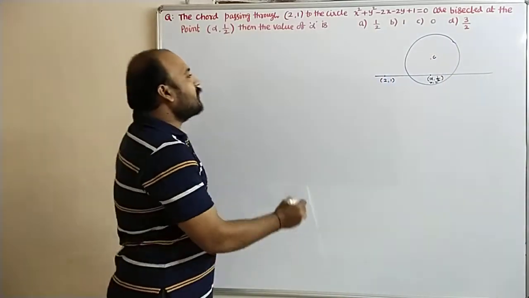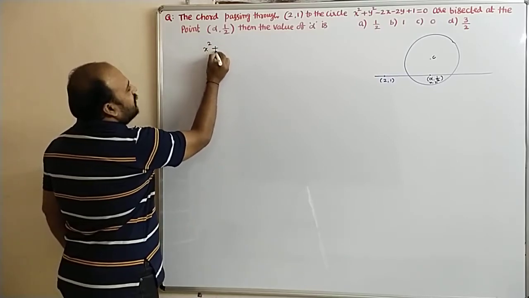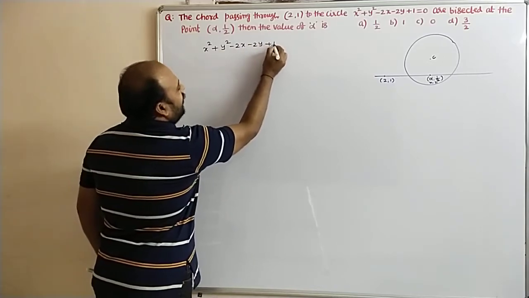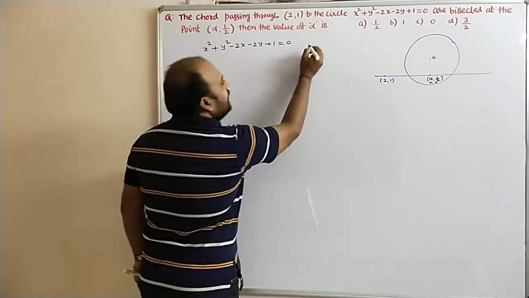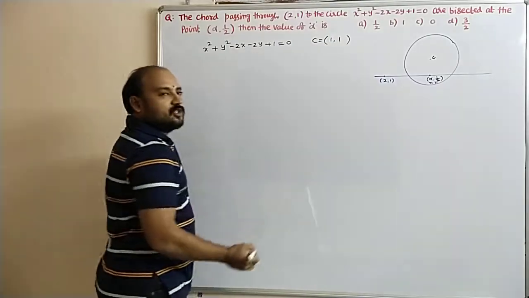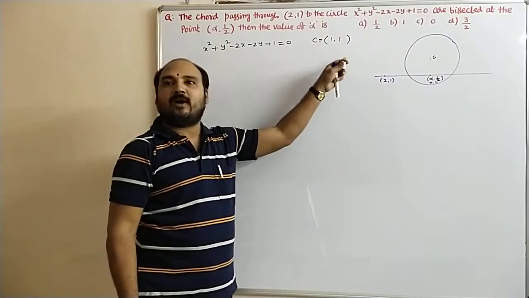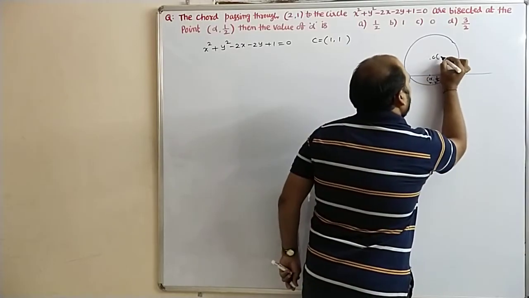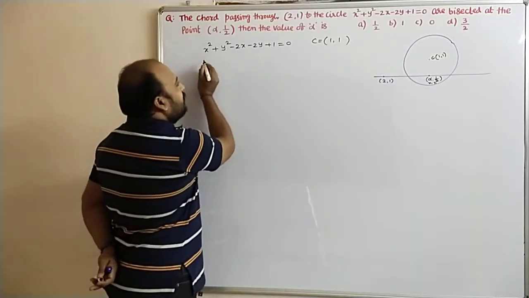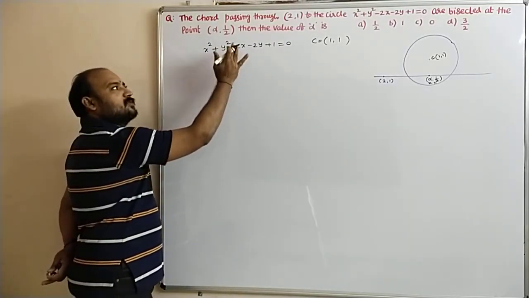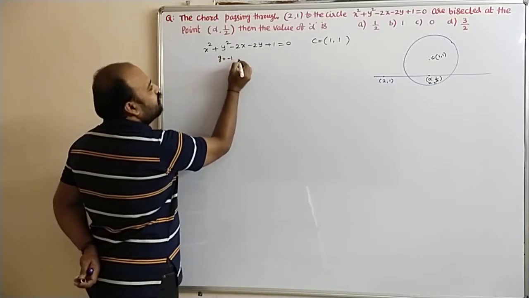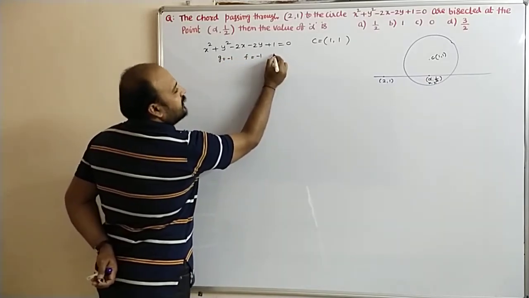For this circle, given equation of circle is x square plus y square minus 2x minus 2y plus 1 equal to 0, and center C equal to minus x coefficient by 2, minus y coefficient by 2. So minus of minus 2 by 2, minus of minus 2 by 2, it is 1 comma 1. Center of the circle is 1 comma 1. After that, g, f values are required. So comparing with general equation of circle x square plus y square plus 2gx plus 2fy plus c equal to 0, 2g equal to minus 2, g equal to minus 1, and f is equal to minus 1, and c is equal to 1.